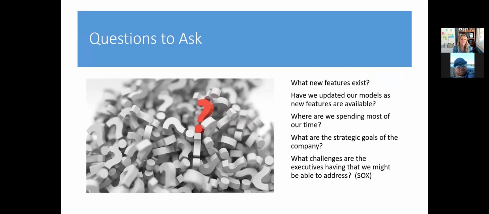I want to pause for a moment and ask, what questions should you be asking yourself? I believe every one of you should be asking these questions at least quarterly. Question number one: what new features exist in Planning Analytics? IBM is rolling out new versions almost every quarter, and every time they add a little nugget of gold. But if you don't take the time to learn what those are, you'll never use them.